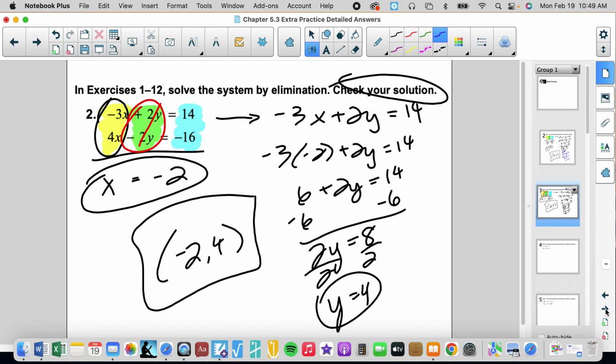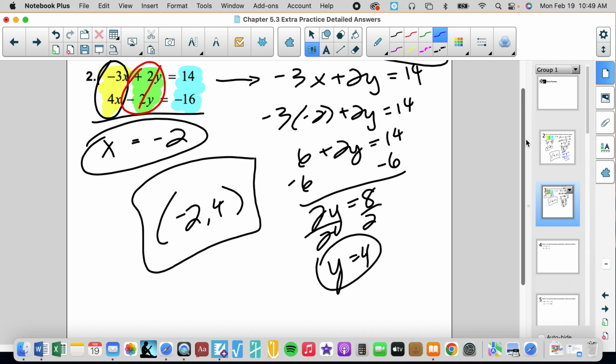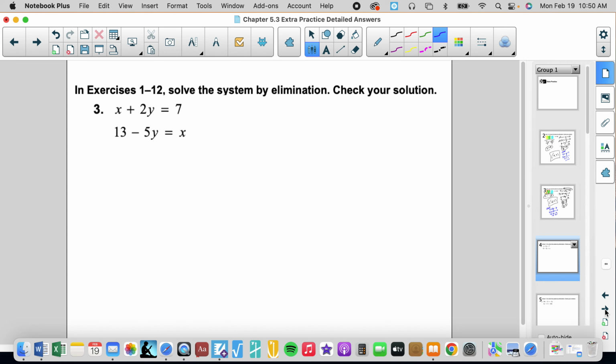Let's do the second one. We don't have to do the top equation because that's how I got my 4. So I'm going to check with the other equation, with the originals. Check in the bottom equation, 4x minus 2y equals negative 16. Let's take those values, negative 2 for x, 4 for y. That's negative 8 minus 8 equals negative 16. And it worked. Good.